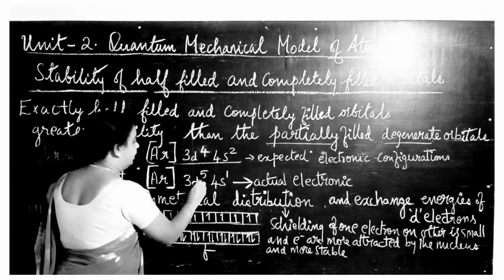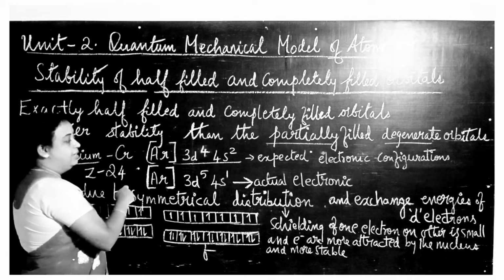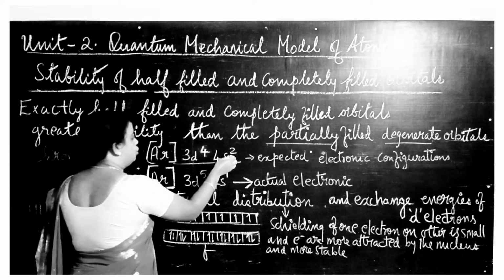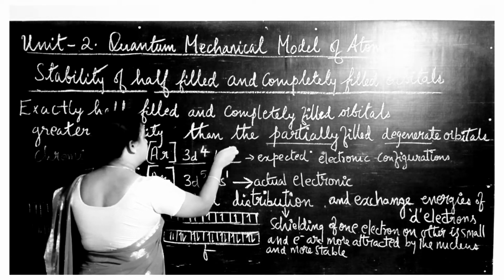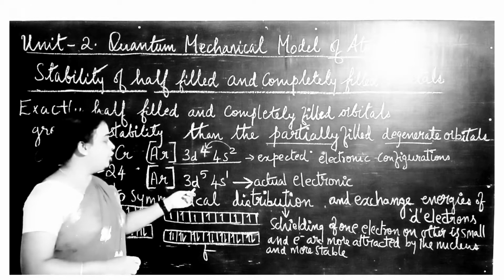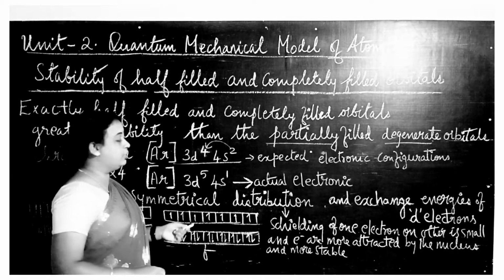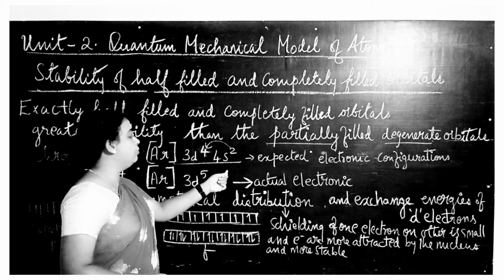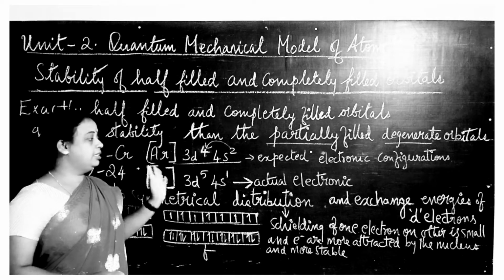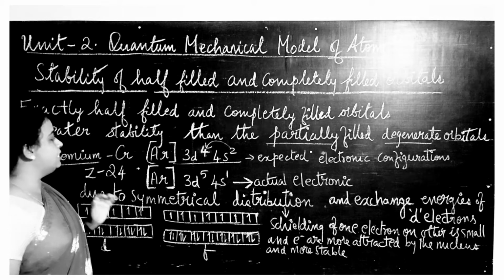So how did you get 3d5? The d orbital has only 4 electrons in the expected configuration of chromium, but the actual configuration is 3d5 4s1. So 1 electron from the s orbital is transferred to the d orbital, which has 4 electrons. Likewise, the d orbital becomes 5 electrons and the 4s orbital 1 electron. Transferring of electron is done here. Why? In order to attain stability.